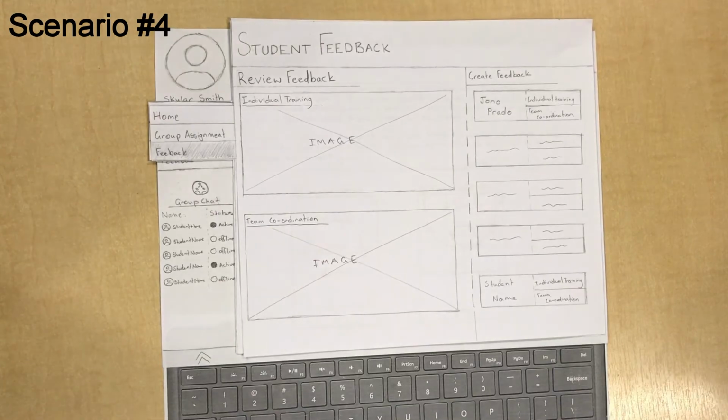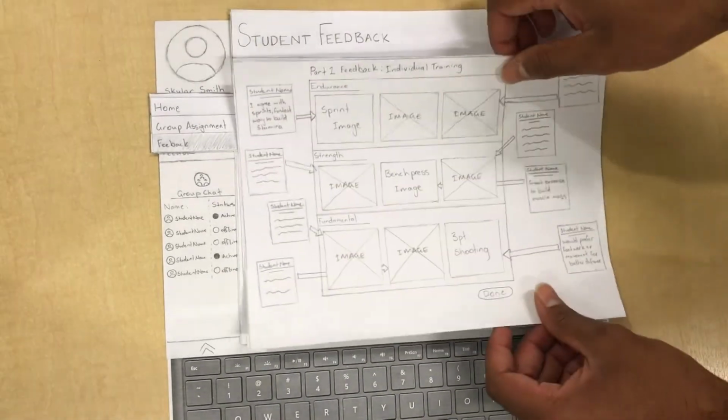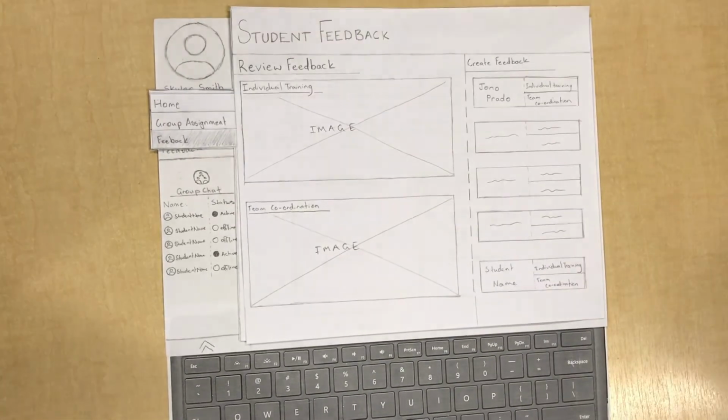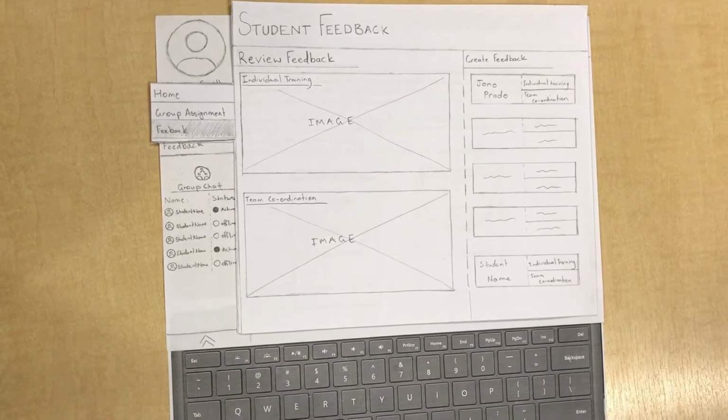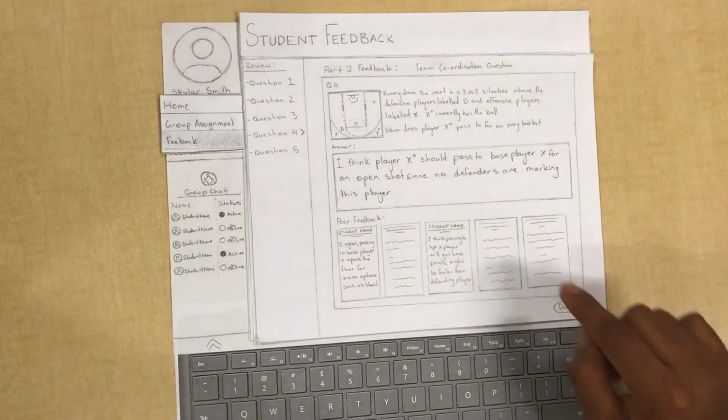Skylar then decides to review her own feedback, clicks on part 1 of the assignment, reads her feedback on part 1 of the assignment and clicks done. She reads a review from part 2 and clicks done.